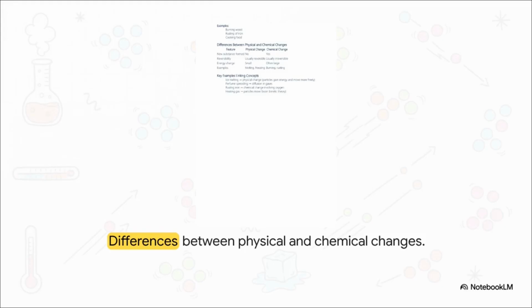So how do we actually distinguish these changes in materials engineering? Well, it really comes down to a few key factors. Physical changes are usually reversible and require very little energy to achieve. Chemical changes, on the other hand, form entirely new substances. They're usually completely irreversible, and they require a massive energy shift.